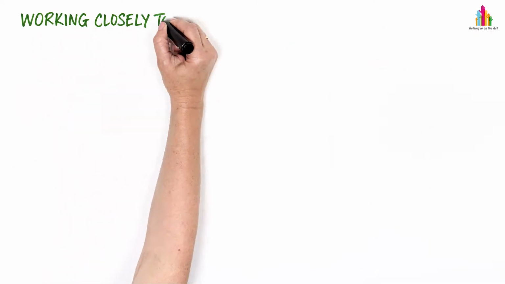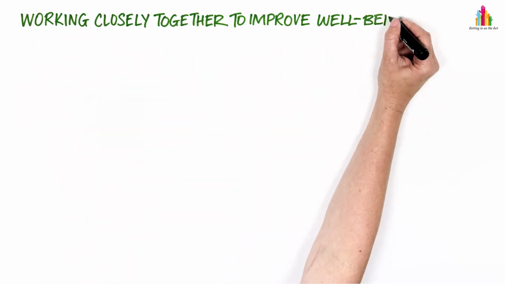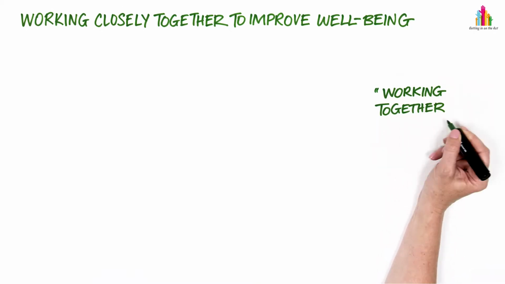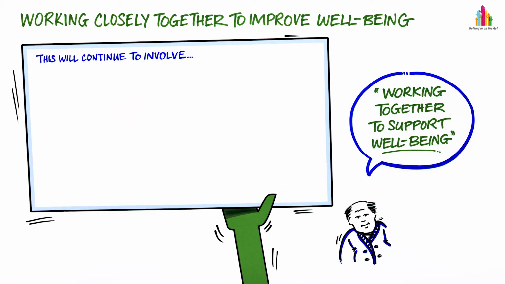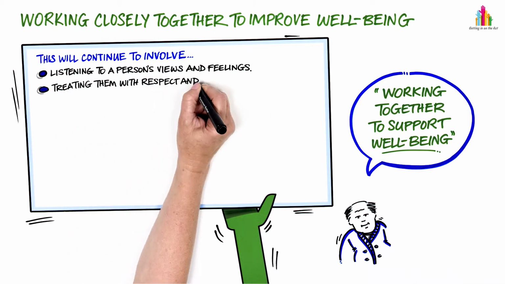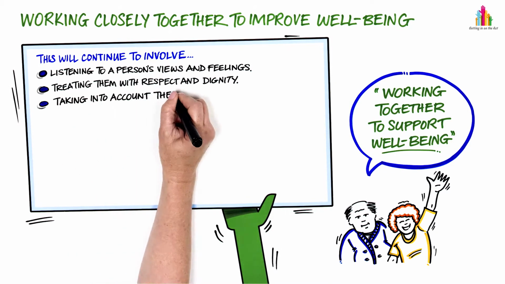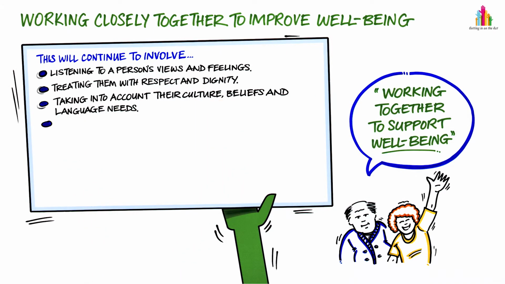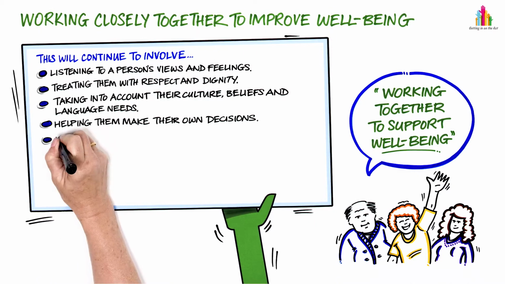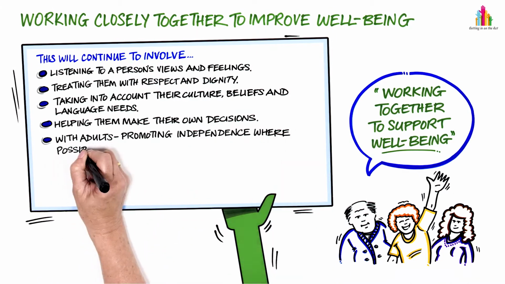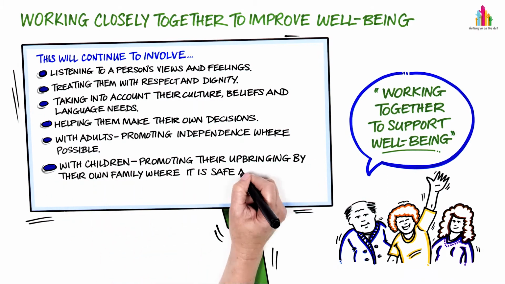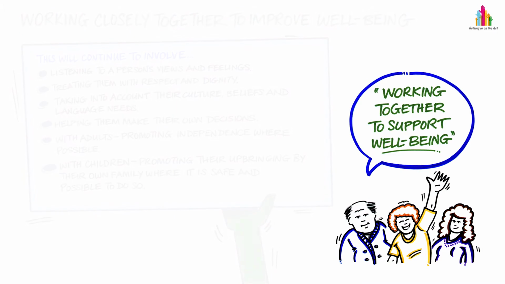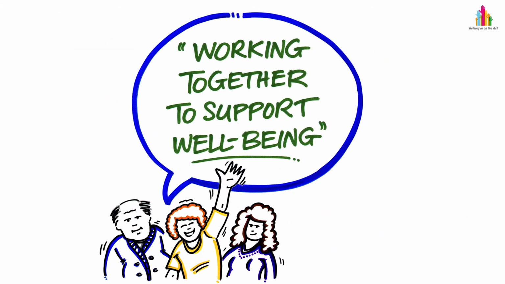The Act means organisations and workers will need to work closely together to improve the well-being of people who need care and support and carers who need support. This will continue to involve listening to a person's views and feelings, treating them with respect and dignity, taking into account their culture, beliefs and language needs, helping them make their own decisions. With adults, promoting independence where possible. With children, promoting their upbringing by their own family where it is safe and possible to do so. Working together to support well-being.